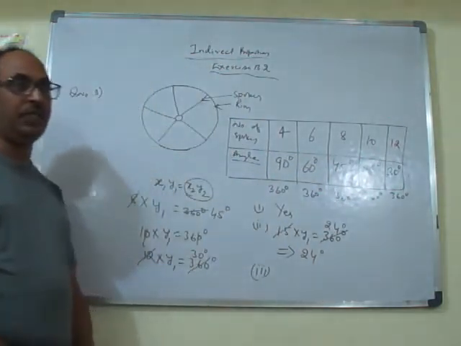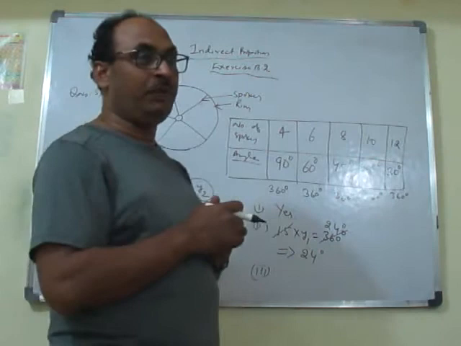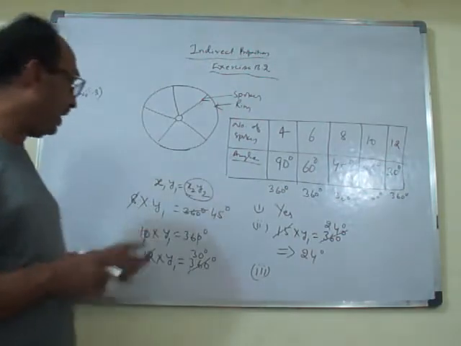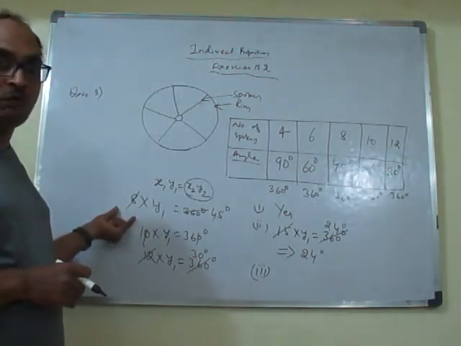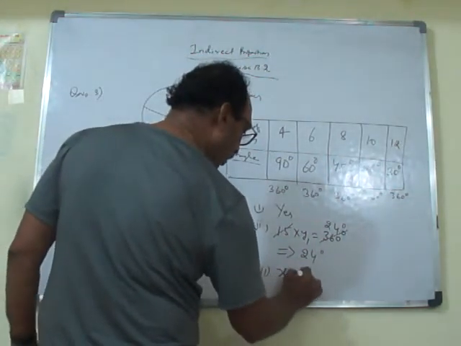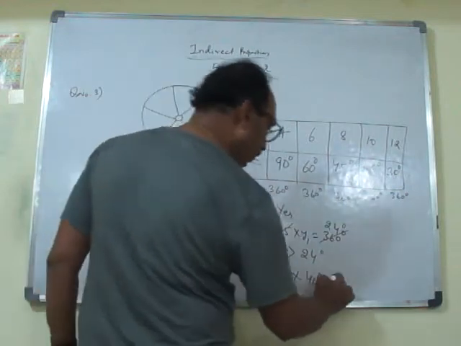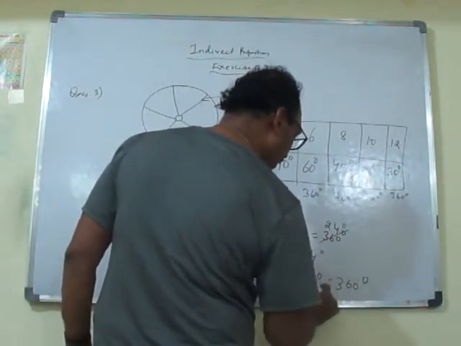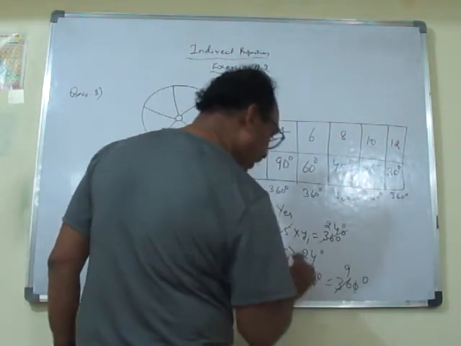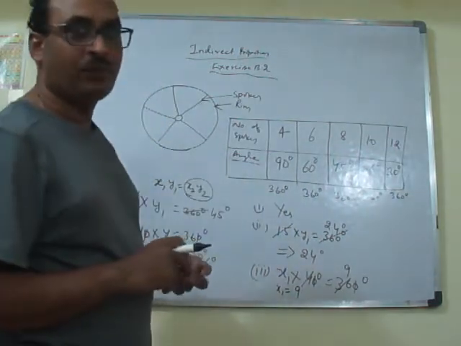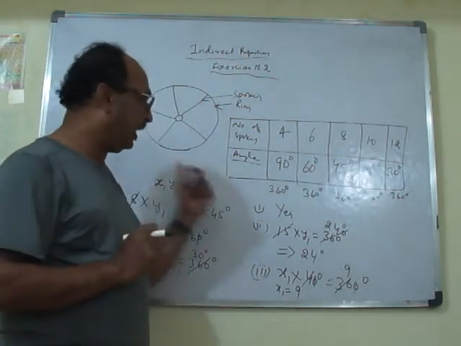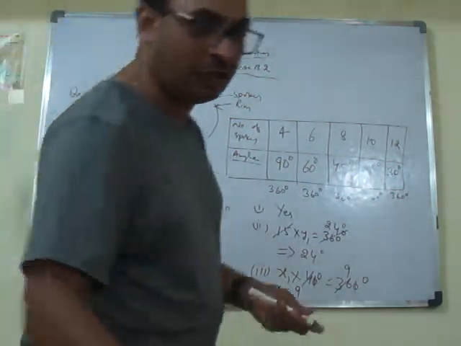Okay, third, what is the question? How many spokes would be needed if the angle between a pair of consecutive spokes is 40 degree? So the angle is given to us. Now the number of spokes we need to find out. So the number of spokes we do not know, means x1 we do not know. But y1 we know, that 40 degree, and it will be equal to 360 degree. So 0, 0 cancelled, 4, 9. So x1 will be equal to 9. Means 9 spokes will be needed when the angle between them will be 40 degree. Right, so in this way we will solve this question. Let us solve the next question.